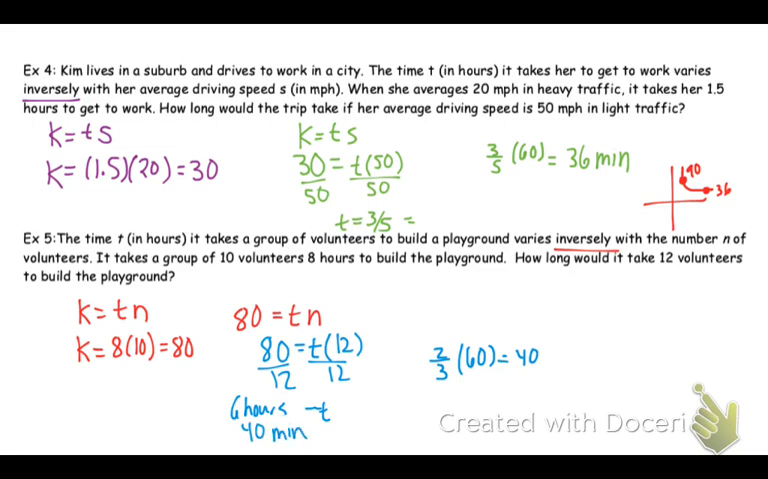And again, it would make sense here. More people, it's going to take less time. 10 volunteers, 8 hours. 12 volunteers. Again, the more volunteers you have, the less and less time it's going to take. And if you think about it, it's never going to take 0 time. So even though this is going to get closer and closer and closer, it still has to take some time to make that playground. Even if it's 100 volunteers, it's still going to take something. It can't just magically appear on us.